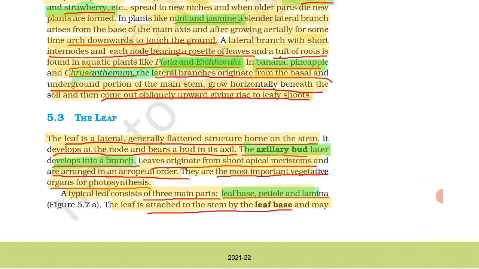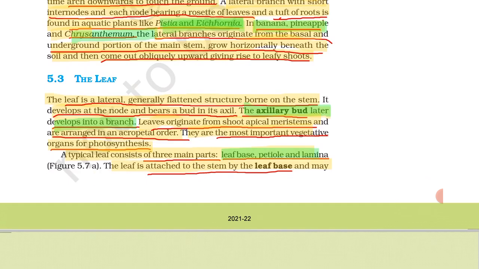Leaves originate from the shoot apical meristem and are arranged in acropetal order, meaning from base to apex. They are the most important vegetative organs for photosynthesis. They carry out photosynthesis. A leaf consists of three main parts.